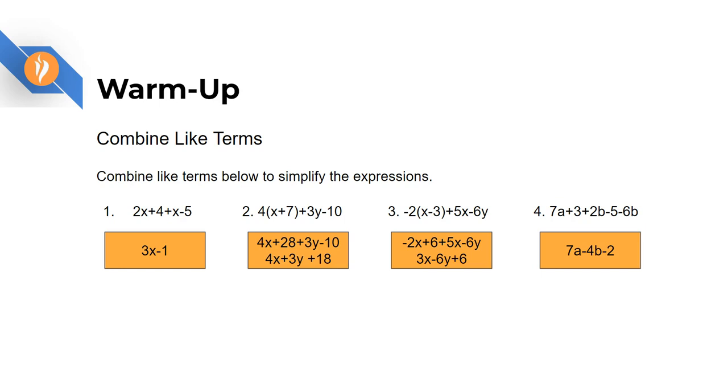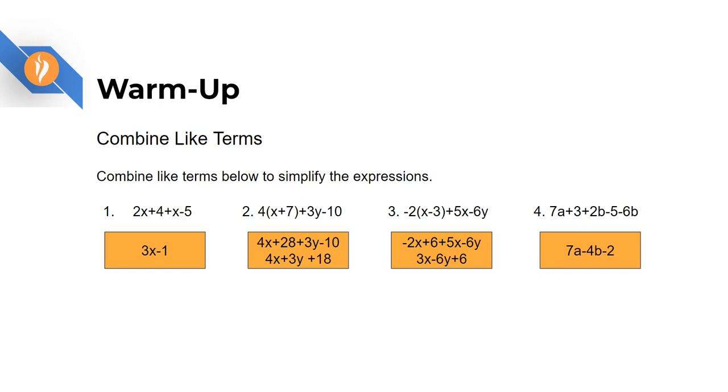In number 2, there were a few things we needed to look at. First, we needed to distribute the 4 to the x and the 7. So you can see I showed you that step. That was 4x plus 28. And then I just brought down 3y minus 10. When I look at that step, I can see that I only have one x term and one y term. I can't put those together because they're different variables. So I have 4x plus 3y. But then I have 2 constants. I have 28 and negative 10. And a positive 28 minus 10 is a positive 18. So 4x plus 3y plus 18.